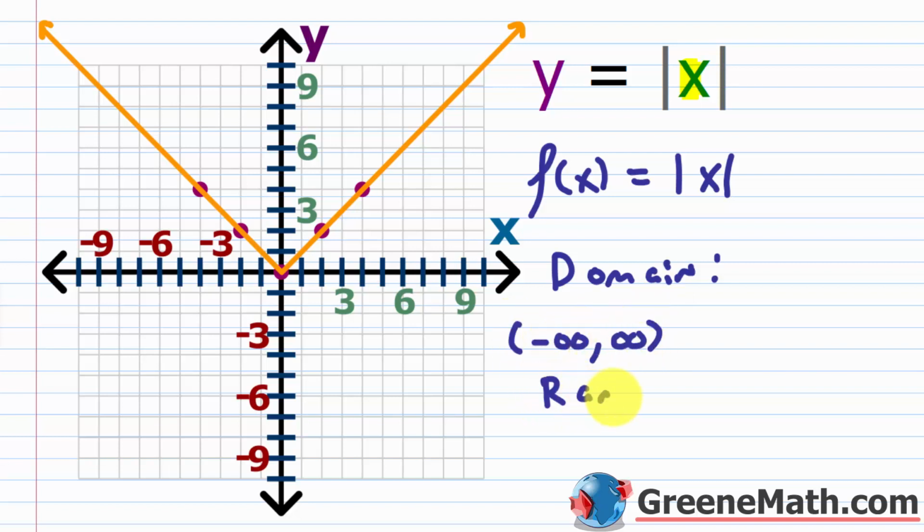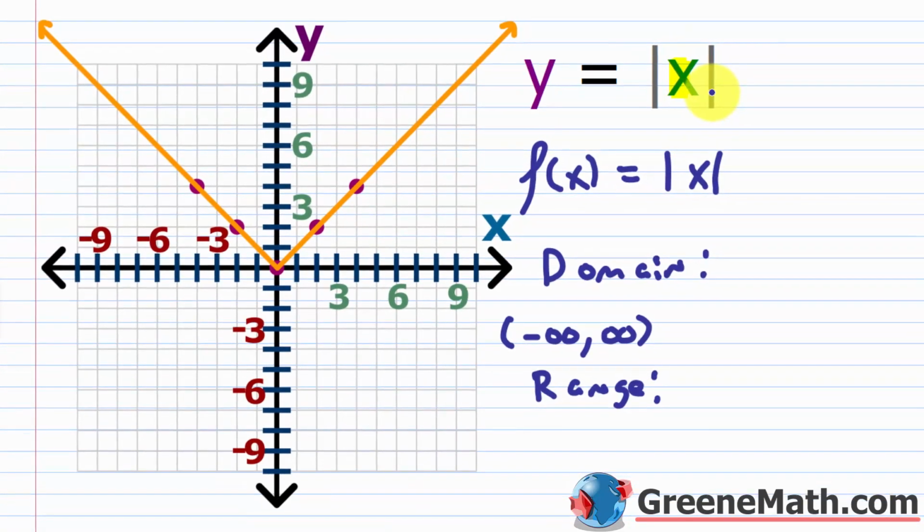Then for the range, what am I going to have? Well, now I'm constrained because this absolute value operation is going to make things non-negative. So the smallest it can be is 0, and then anything out to +infinity. And again, you can see that clearly graphically.